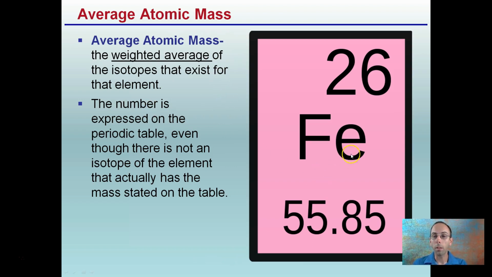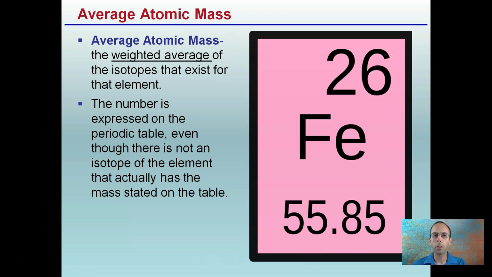The number expressed, as we see here for iron, 55.85, on the periodic table, this number is expressed even though there is not an isotope of the element that actually has the mass stated on the table. So no isotope really has a mass of 55.85, even though that's the number that we use.